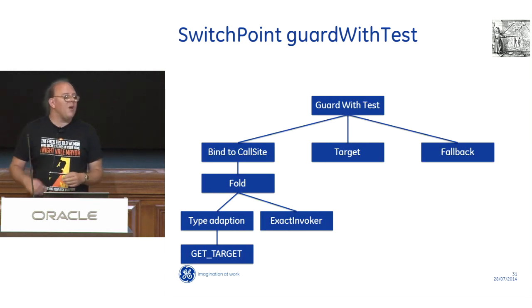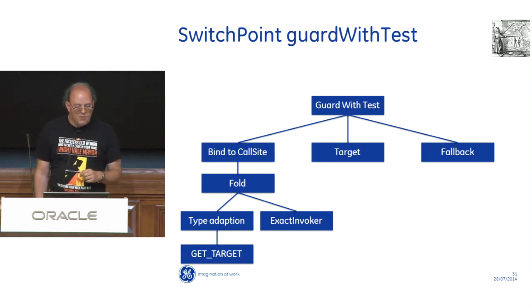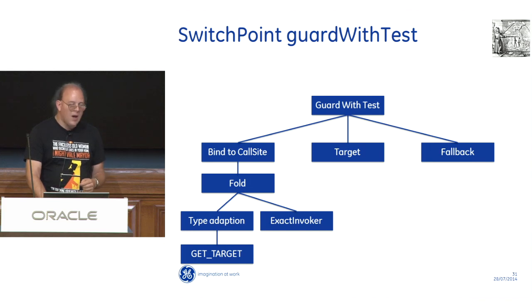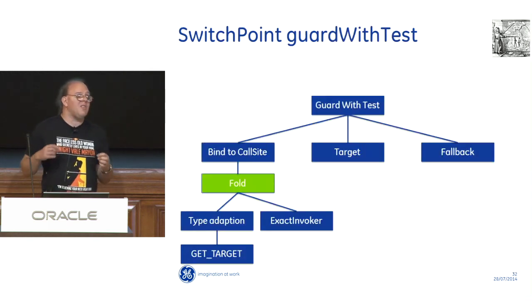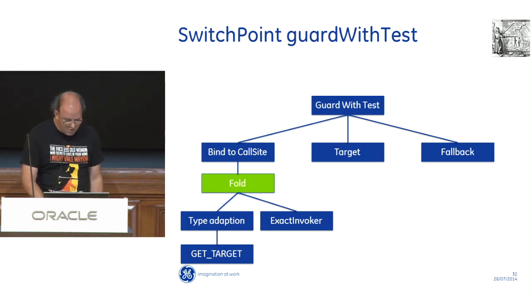So we wrote our own version of SwitchPoint. It does the dynamic invoker in a different order so that it is cacheable. And that reduces the resource overhead of SwitchPoint significantly and got us down a long way on our memory usage.